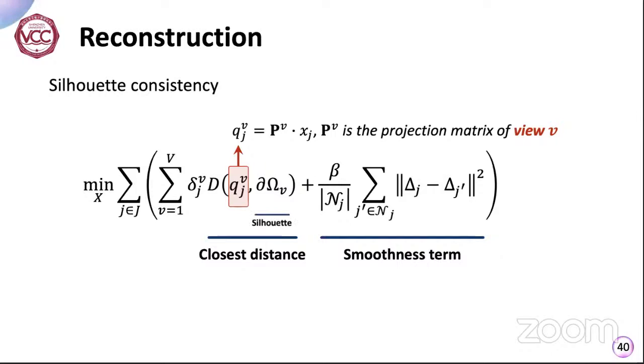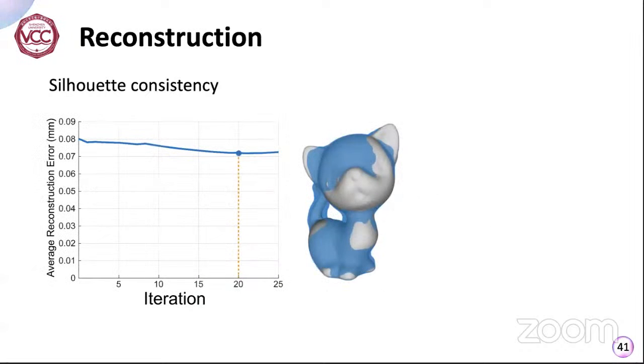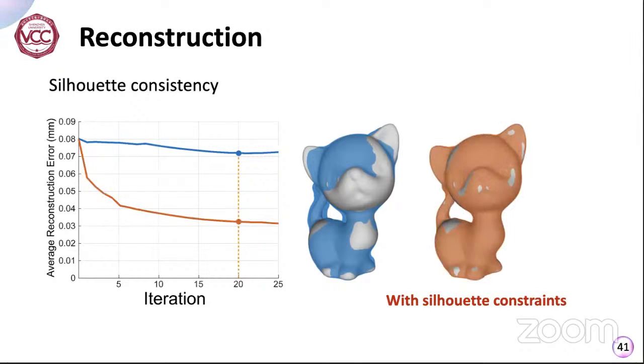Then if this projected 2D point is on the boundary, we'll try to minimize the difference between the boundary and the silhouette. So this is the detailed equation. Then let's see the results while considering this silhouette consistency constraint. After the same number of iterations, this reconstruction result, marked as transparent orange here, is obviously improved.